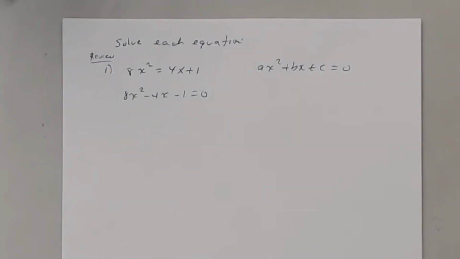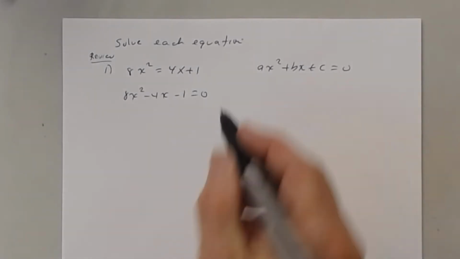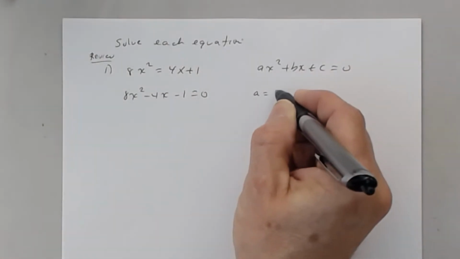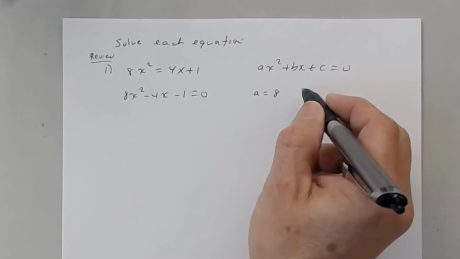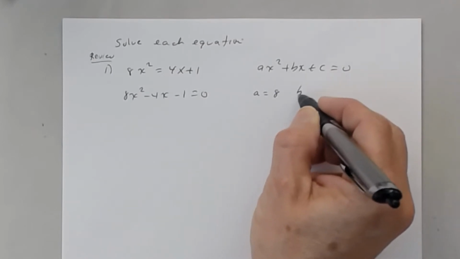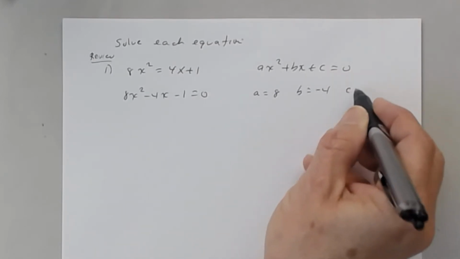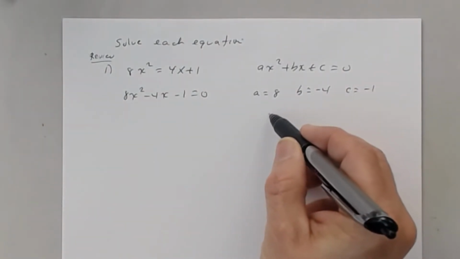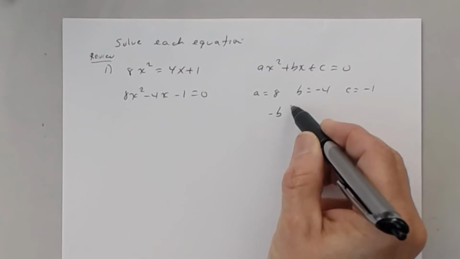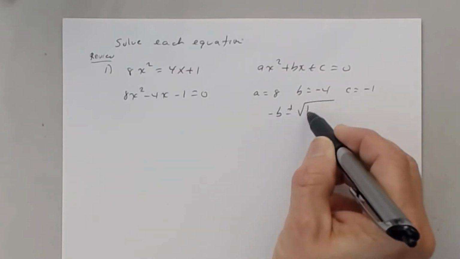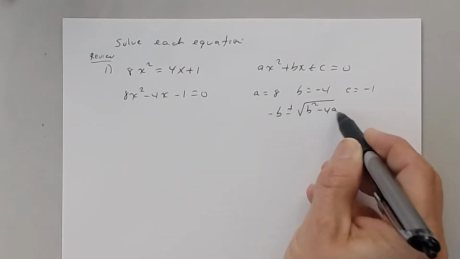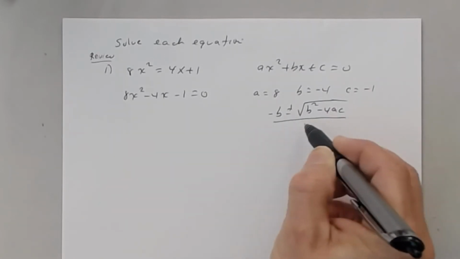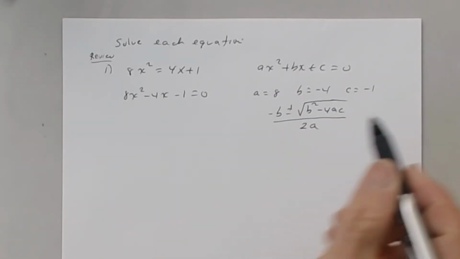When I do that, I get 8x squared minus 4x minus 1 equals 0. Before we use the quadratic formula, it's a good idea to determine what a, b, and c are. What's a? 8, the coefficient. What's b? Negative 4. And c? Negative 1. Remember the quadratic formula is negative b, the opposite of b, plus or minus the square root of b squared minus 4ac, all divided by 2a.